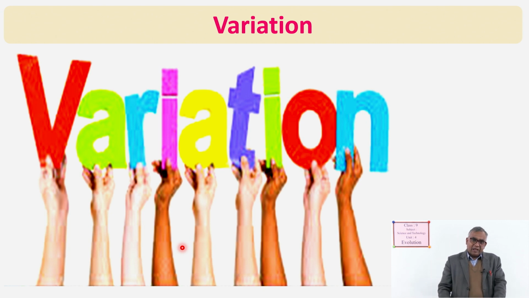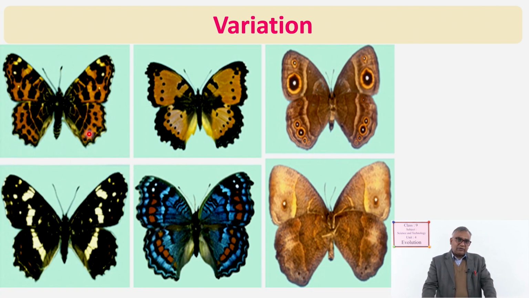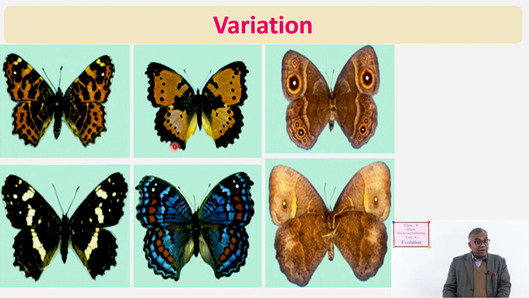Now I am giving you another example. There are different types of butterflies. Here in the garden, we see different colored butterflies. These butterflies can be easily identified because of their different colors and different sizes. That is also variation. Another example will be a little bit tough.